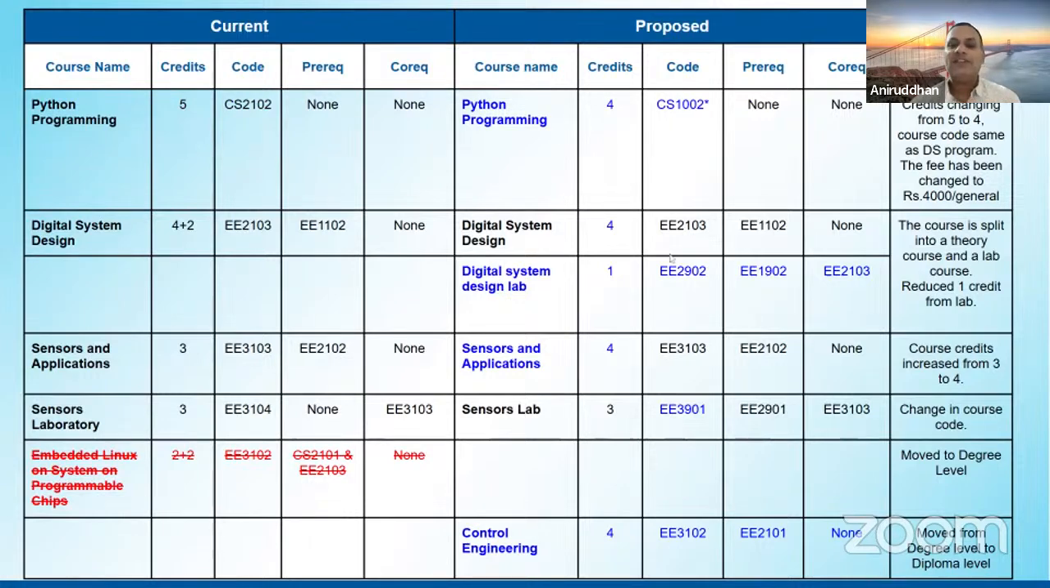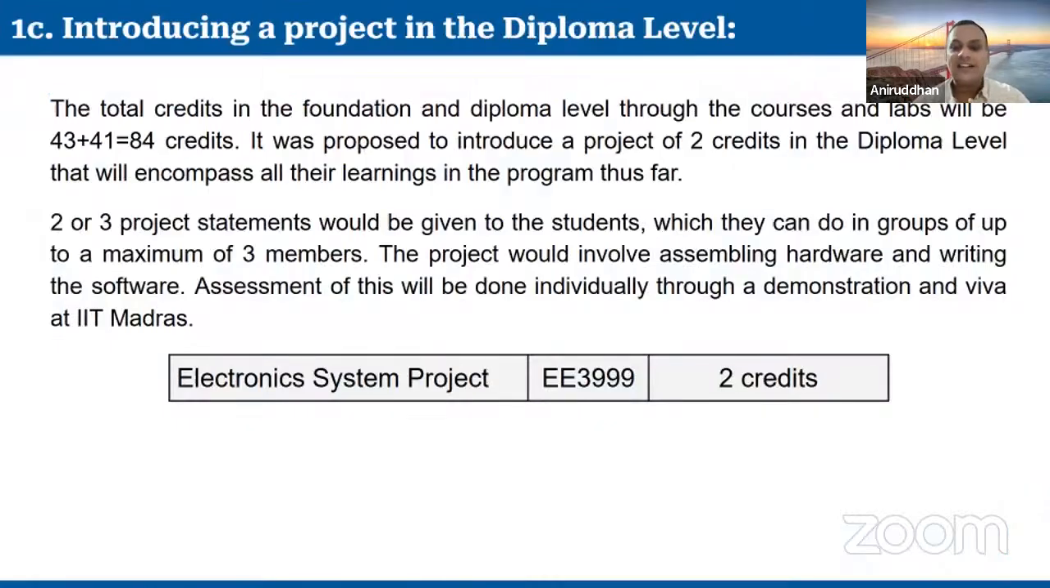And at the diploma level, we felt that you need some control engineering basics. So we are moving the control engineering course from the degree level to the diploma level. So this kind of equalizes the number of courses. If you look at all of these proposed changes, the total number of credits required to get the diploma will continue to be 86 credits by adding a 2 credit project. So we are now going to add a 2 credit project to the diploma level. This is called electronic system project.